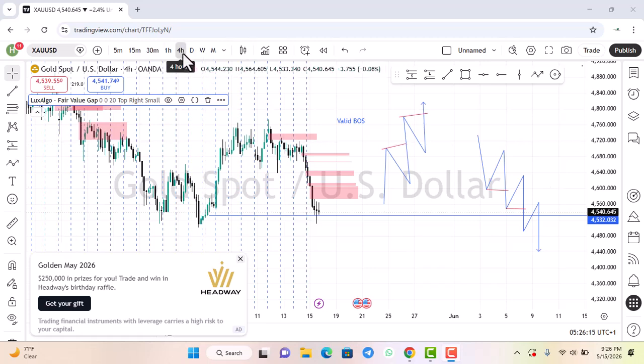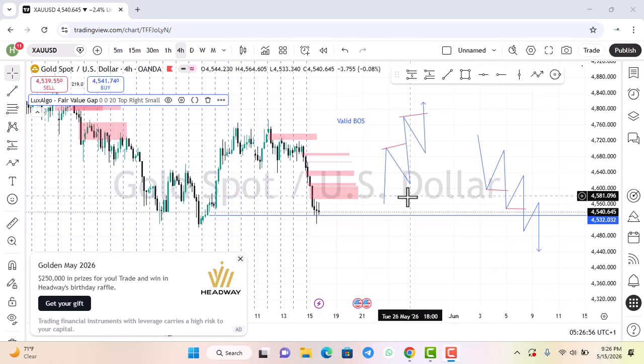But now we are on 4 hour. Anything from this 1 hour, 30 minutes, 15 minutes, 5 minutes, these are lower time frames. Anything below that time frame, the body of a candle must close above the previous higher high for you to have a valid break of structure in an uptrend, and the body of a candle must close below the recent lower low, which is this point here, for you to have a valid break of structure in a downtrend.